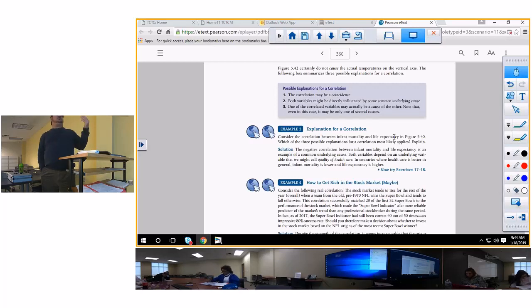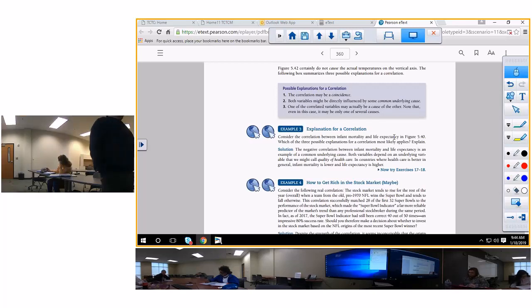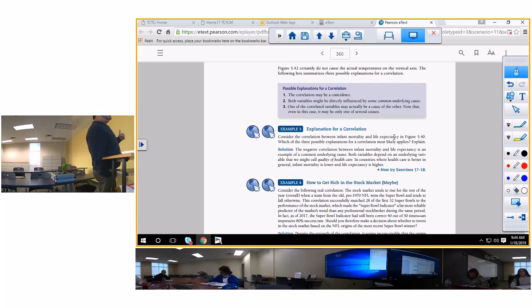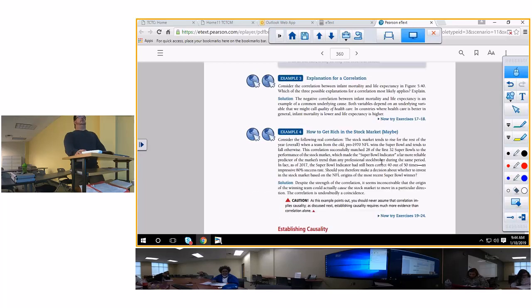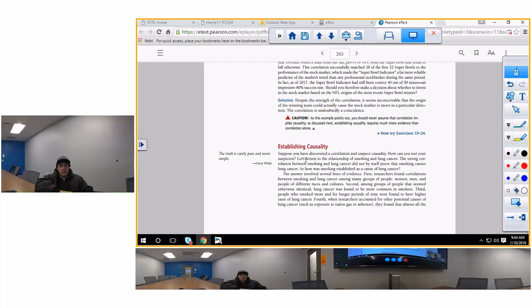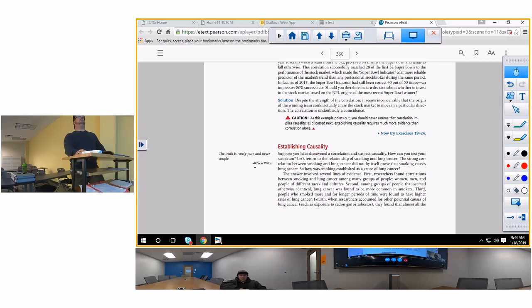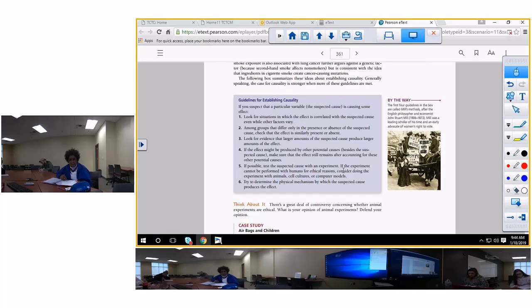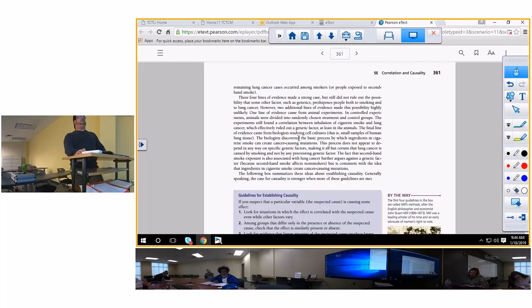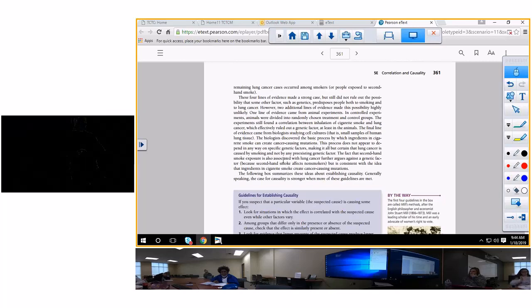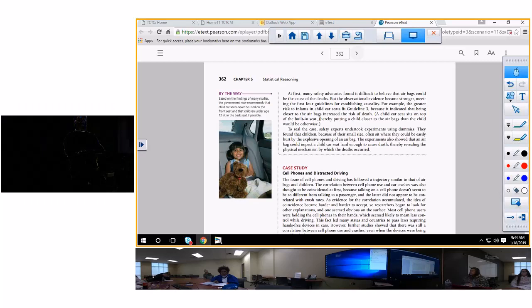Or the next one, which one may cause the other, okay? So number 2 and number 3 are kind of the same, all right? And then when it does number 2 or number 3, your correlation becomes causality. Establishing causality. Basically they're trying to explain to you in words how to have context and common sense. I'm not going to try to explain context and common sense.